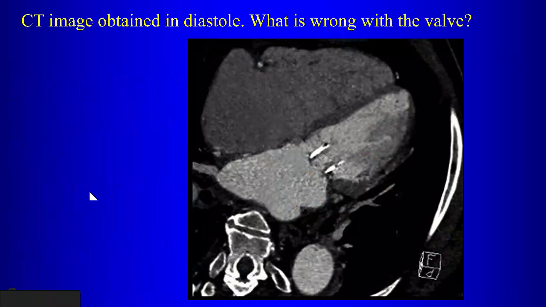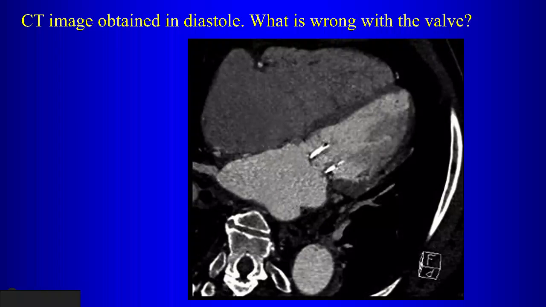So this person has what kind of valve in what position? Is that mechanical? Yeah, so it's a mechanical mitral valve. Is there a problem? Is this stuck open? Well, we're looking at it in diastole, right? What position would you expect it to be in diastole? Open, right?